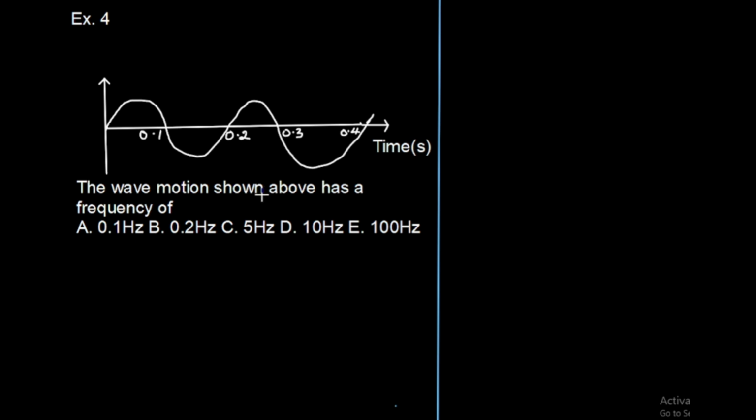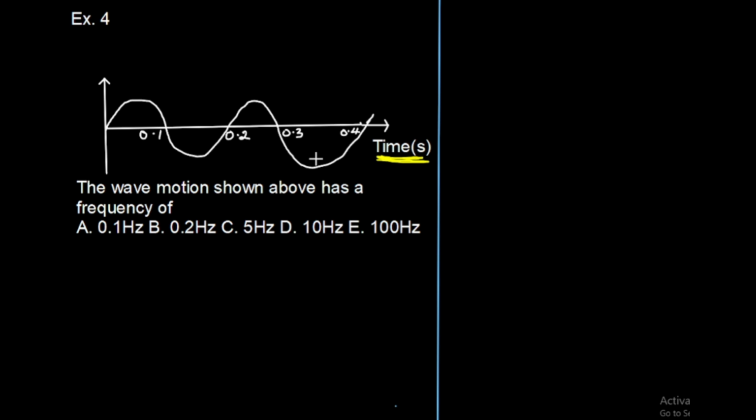Now in this question, a diagram was given to us. They said the wave motion shown above has a frequency of. Now you discover that this axis was labeled here, unlike the previous one. Here it was labeled, you can see it is time. So this is like 0.1 second, 0.2, 0.3, and 0.4 seconds. Alright, so this is the time at different points on the wave.